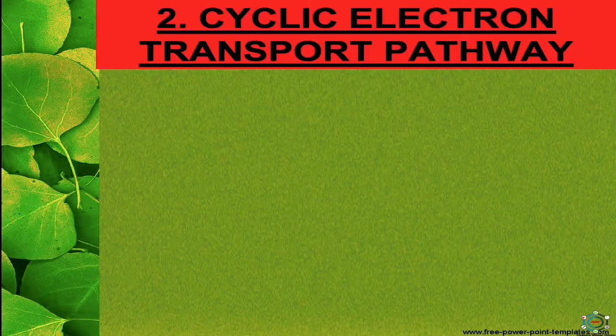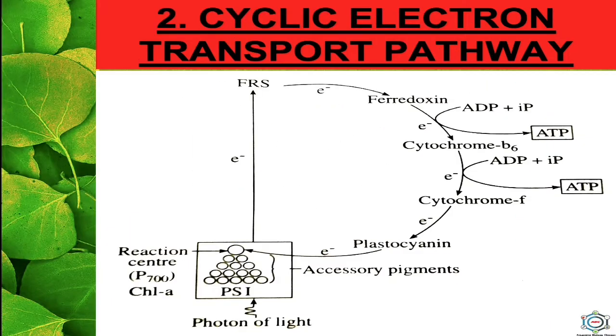Now, after this, the second part of the light reaction, which is the cyclic electron transport pathway. So, what is the cyclic electron transport pathway? Cyclic electron transport occurs only occasionally when synthesis of carbohydrate is curtailed due to limited supply of carbon dioxide and NADPH starts accumulating. At this time, there would be no need for additional NADPH. Moreover, the cyclic electron transport serves the purpose of more production of ATP when needed by the chloroplast.